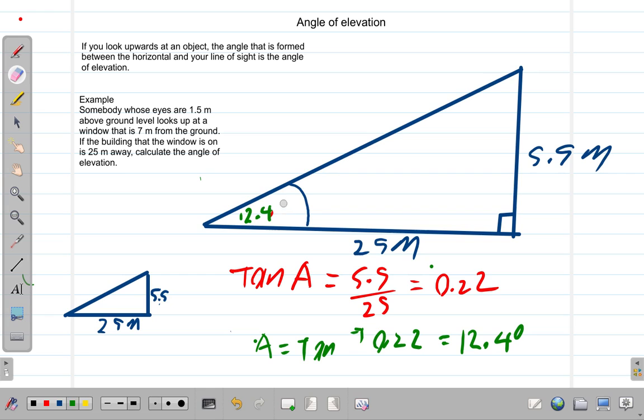Let me erase A here. So the angle of elevation is 12.4 degrees.